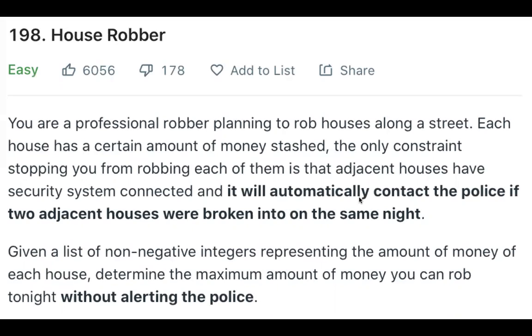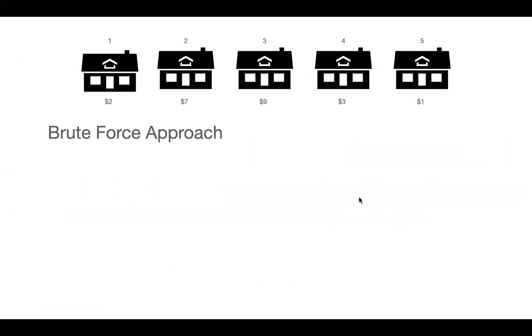And in this problem, the constraints are: you're a professional robber planning to rob houses along a street, and the only restriction you have is that you cannot rob two adjacent houses. So we're going to be given a list of the money values at each house, and we have to return the maximum amount of money that we can rob in the entire row of houses. So here's a sample of what an input could be. This is a row of 5 houses, and each of the houses has a certain money value attached to it.